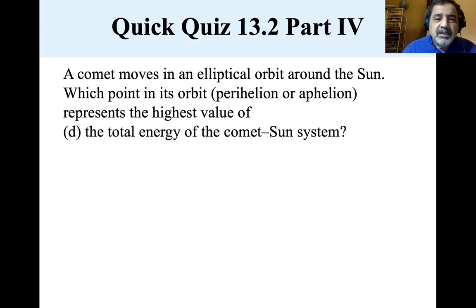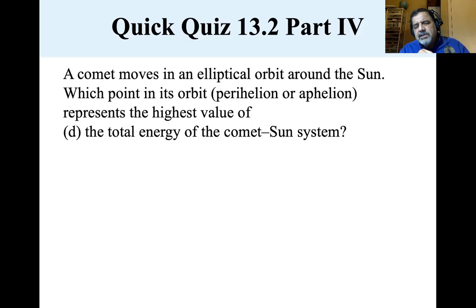Now let's look at the last question. The comet moves in an elliptical orbit around the sun. Which point in its orbit represents the highest value of the total energy of the comet-sun system? Well, they're kind of throwing you off there, because it's neither the perihelion nor the aphelion. At every point, it's a constant exchange of kinetic energy and potential energy. So the total energy is constant.